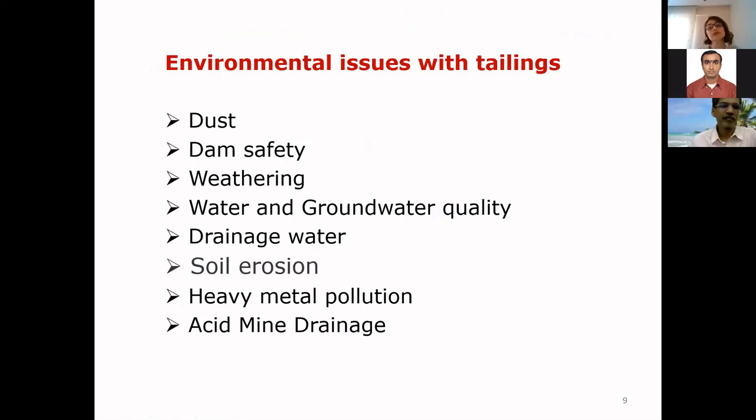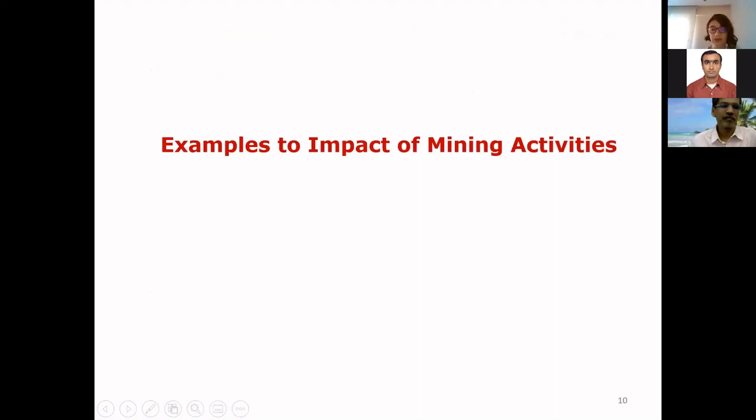Similar to these, mine tailings also have negative effects on the environment, such as dust, dam safety, and during this course, speakers talked about dam safety, and weathering is a problem, water and groundwater quality, of course, soil erosion, heavy metal pollution, and maybe one of the most important problems is acid mine drainage. I will give some examples from the world.